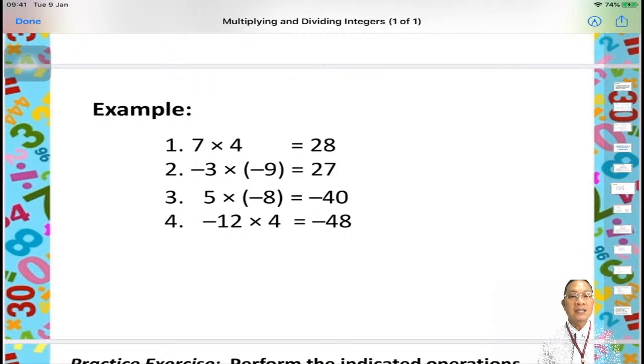So if you have noticed that numbers 1 and 2 have the same signs, so we multiply both numbers and the result is positive. In numbers 3 and 4, we have different signs, and the results are all negative. So very simple. Again, in multiplying integers with the same signs, the result is always positive. And in multiplying integers with different signs, the result is always negative.